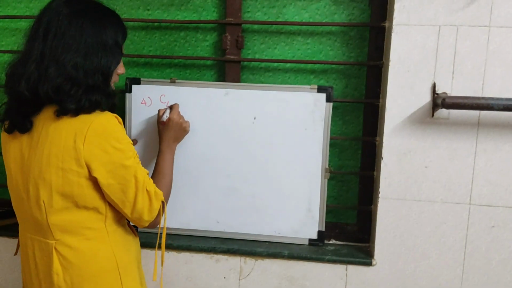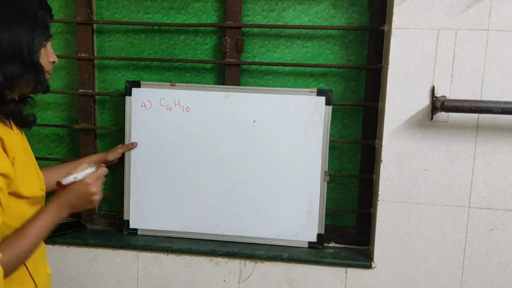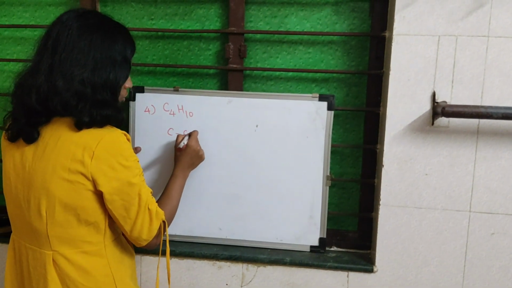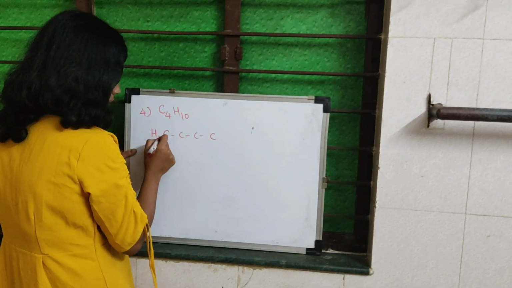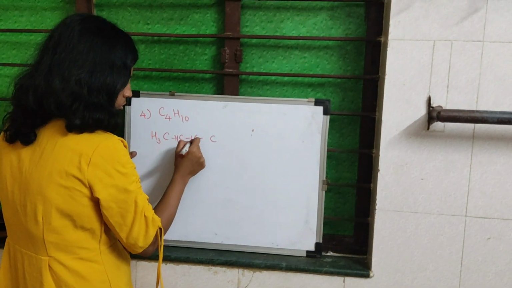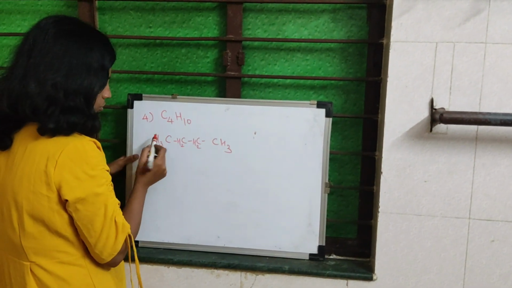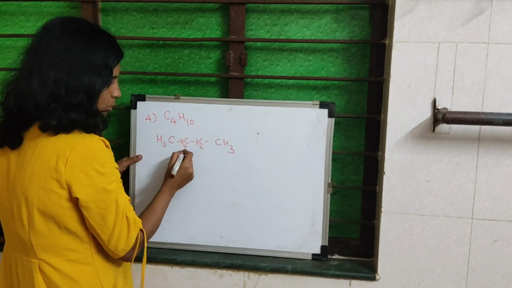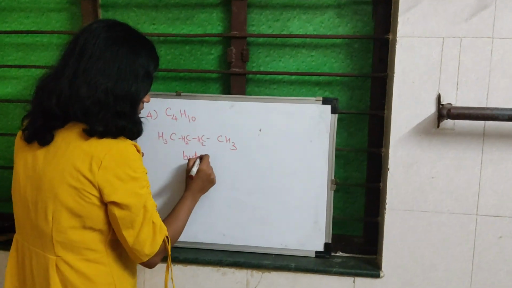Butane is C4H10. Now how can I arrange butane? 1, 2, 3 and 4 carbons. Can we tally the number of hydrogens? This is 3 and 3, 6 and 2, 8 and 2, 10. So this is butane. This is a straight chain butane.